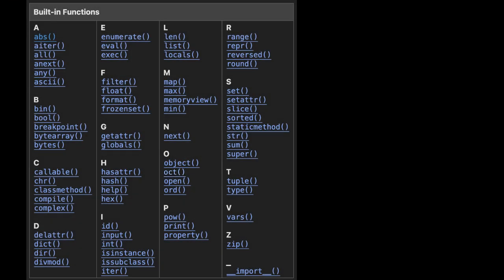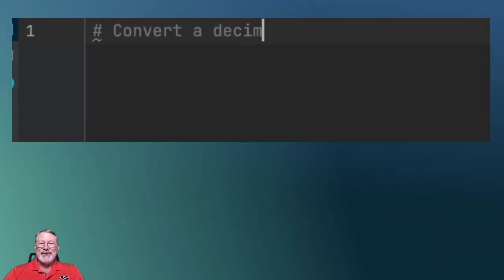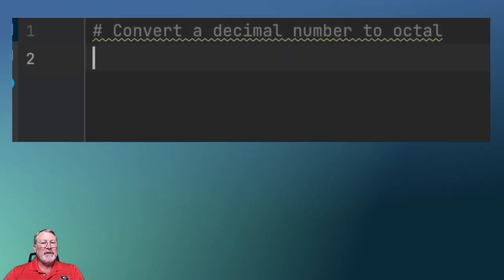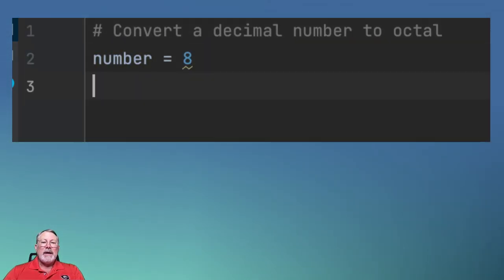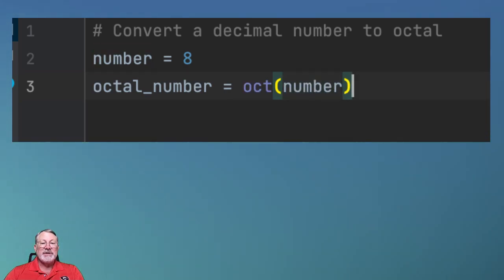Python programming language has over 60 built-in functions to help you code more efficiently. In this video, we will discuss the function oct. Hi Python learners, today we're exploring the oct function, a built-in Python tool for converting numbers to their octal representation.